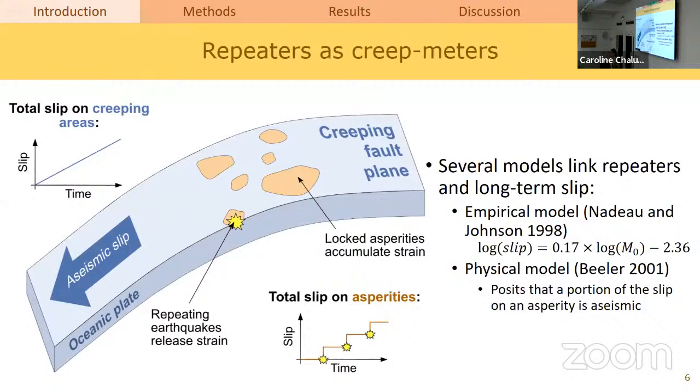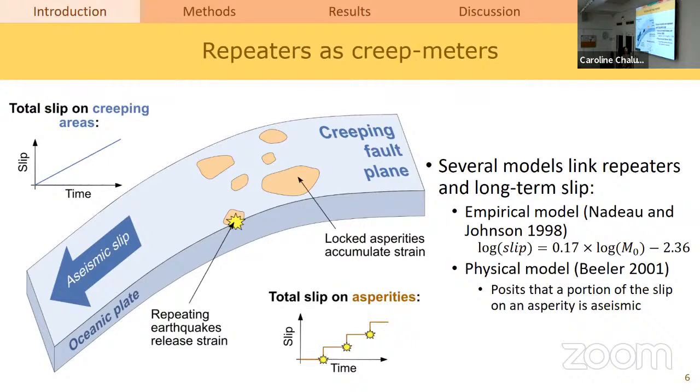Now, repeaters are useful for a few different things, the main one being that they are useful to measure aseismic slip. This is explained in this diagram, where we have a fault plane. The blue portion is the portion of the fault plane that is slowly slipping at a kind of constant rate. Then we have these small asperities in orange, which are locked most of the time. But sometimes they slip, and this slip is when repeating earthquakes occur.